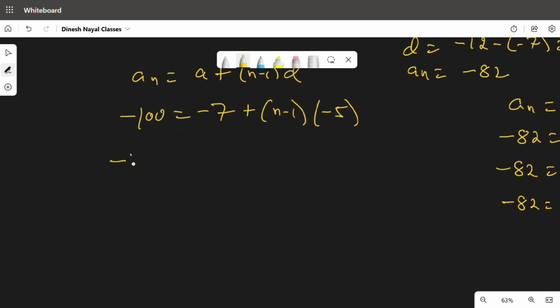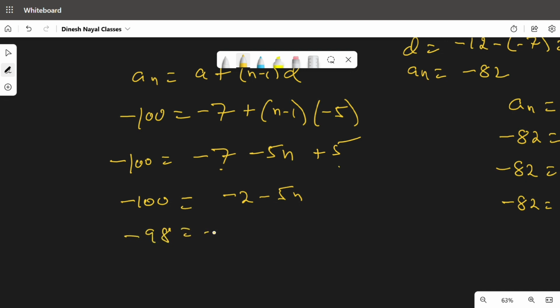So let's check. Minus 100 equals minus 7, this will be minus 5n and this will be plus 5. Minus 7 plus 5 is minus 2. So this is minus 2 minus 5n. Minus 100 equals, you take minus 2 to that side, positive. That will be minus 98 equals minus 5n. So what is n? Minus 98 upon minus 5, which will be positive. But we know that 98 is not divisible by 5, so this is not an integer. So n is 98 by 5, which is a fraction.